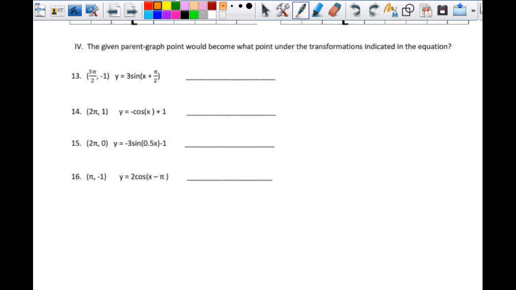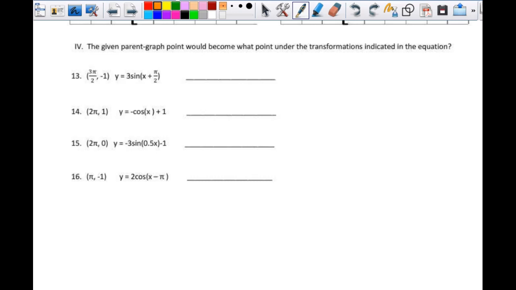All right, so then it says the given parent graph point would become what point under the transformation indicated in the equation. So this is different than the ones we looked at in math time where it was, does this point exist on the graph, which is something else we need to look at. This is saying this is the point I start with, kind of like what we were doing on the graph. And then what is it going to look like under this transformation?